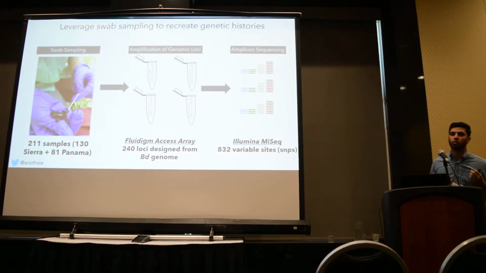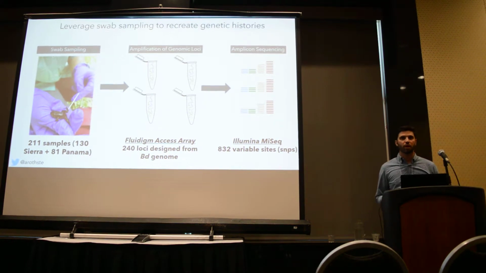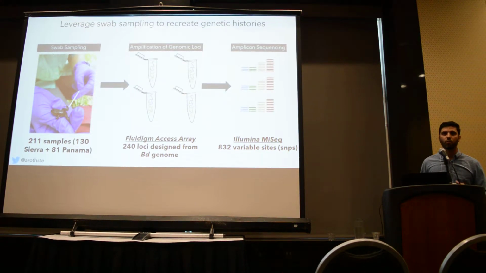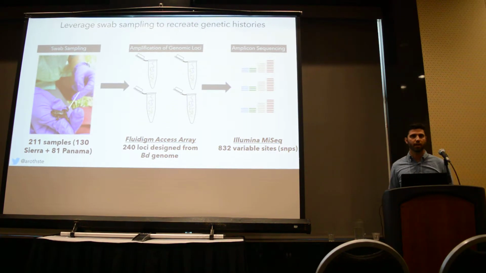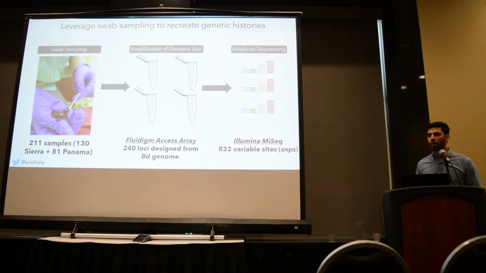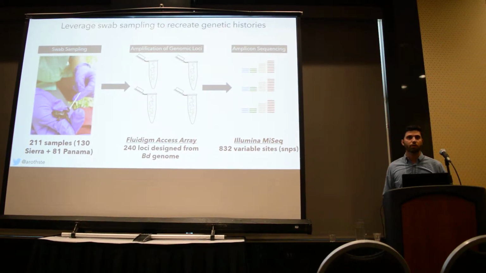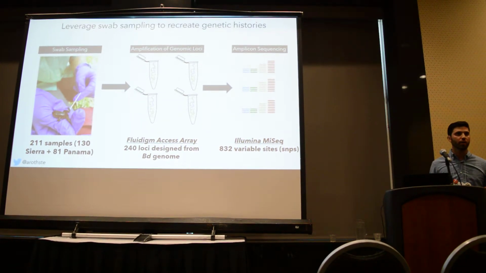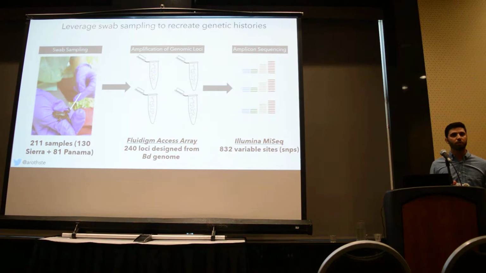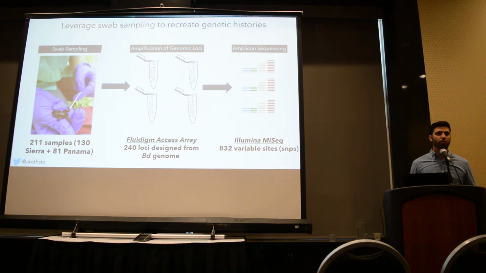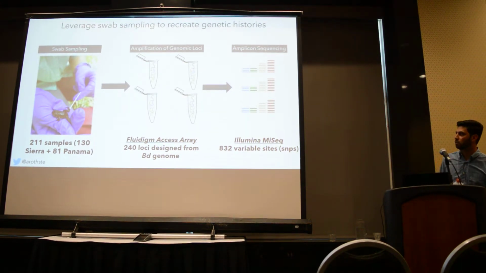So we have a really rare and exciting opportunity to leverage the skin swab samples from all those BD occurrence data. That was usually used for BD surveillance, so it's presence, absence, and how much BD is there. But we can leverage those to now actually genotype those same archived swab samples. And so that's what we did. We took a pretty even amount of samples from Sierras and Panama across very similar spatial scales, and then we amplified regions of the BD genome, and then we look for variable sites across those different loci.